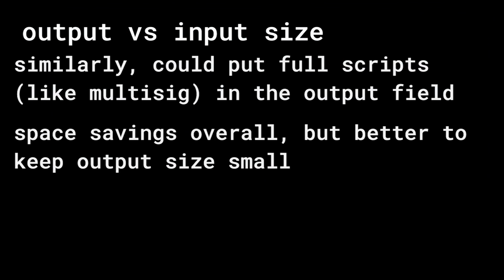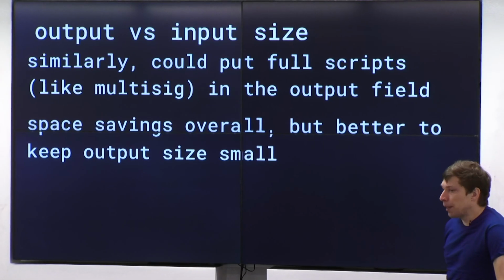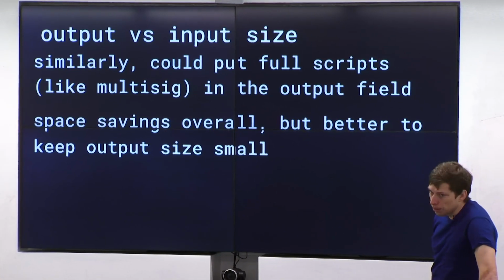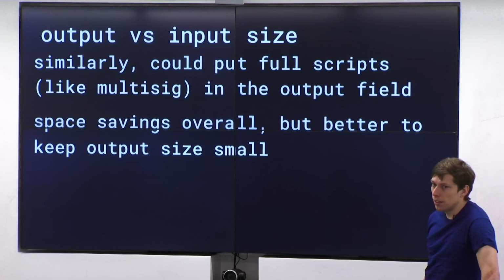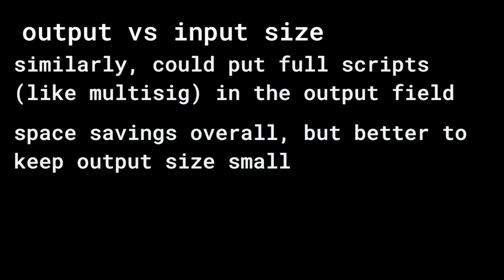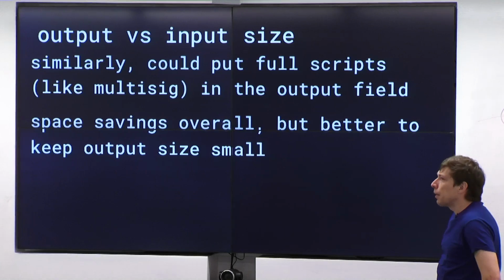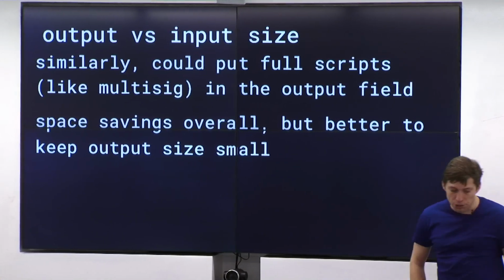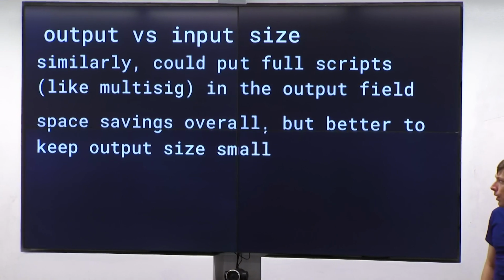Similarly, same thing with pay-to-pubkey hash versus pay-to-pubkey. Instead of pay-to-script hash, you could put the whole script in an output, like a multisig. You could just have all 3 of your keys in your output script, and that would save space overall. Your output is 20 bytes, and then you reveal your whole 100-byte script, so you save those 20 bytes. It is some space savings overall, but it's better to keep the output size small.